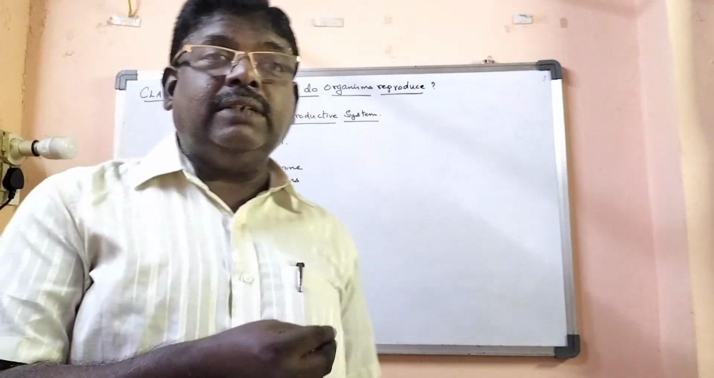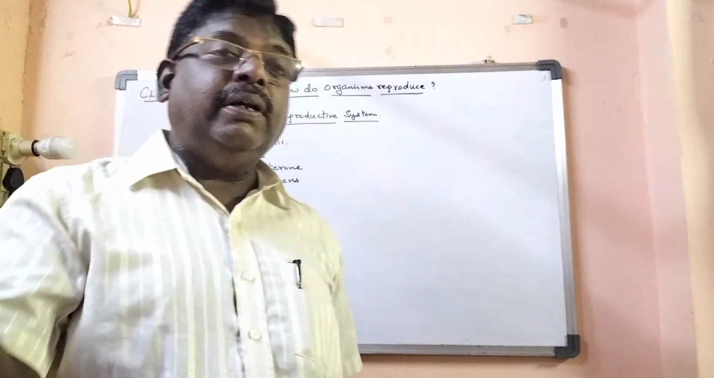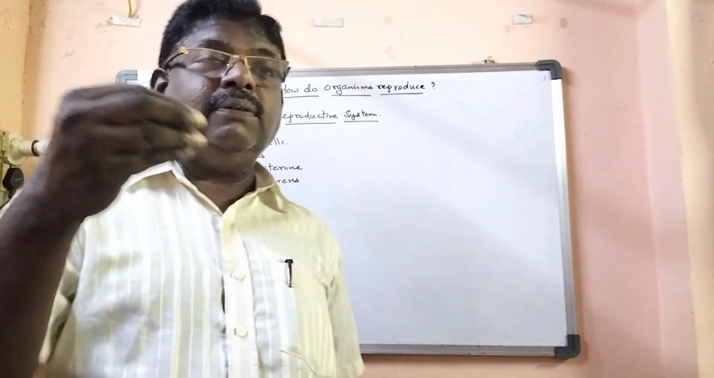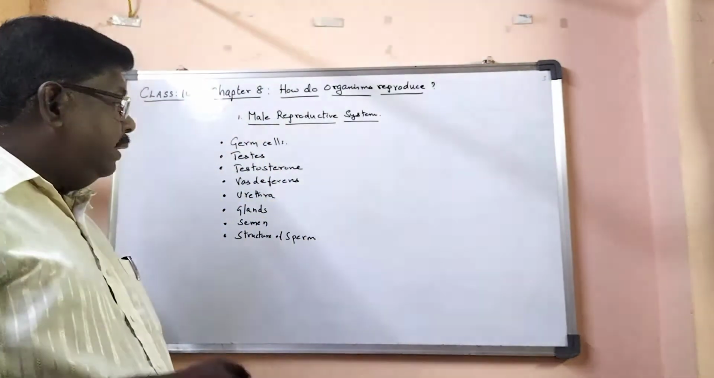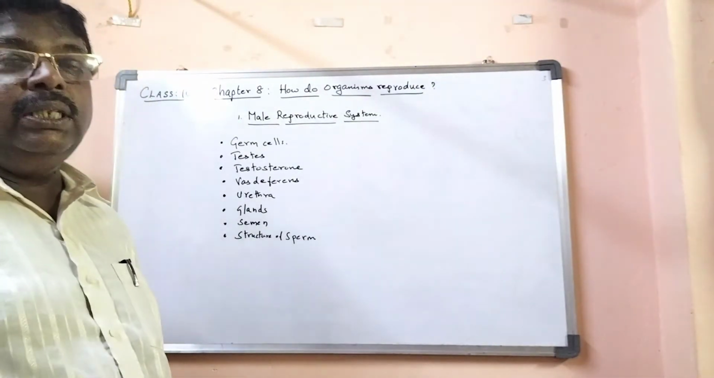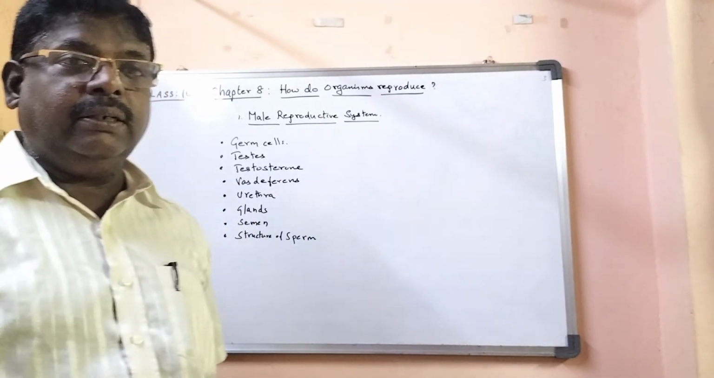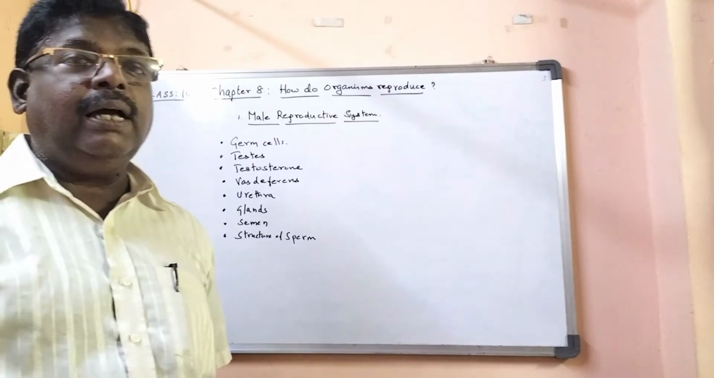This vas deferens is united with a tube coming from the urinary bladder, and forms the urethra. Urethra is a common passage for the release of sperm as well as urine.